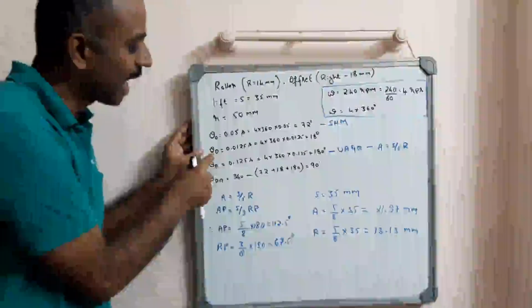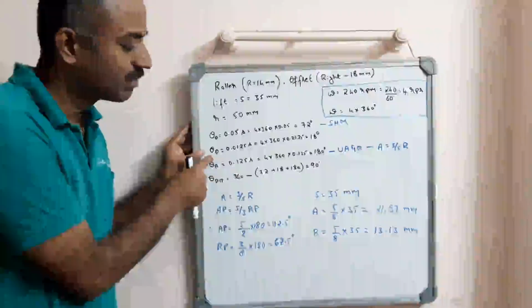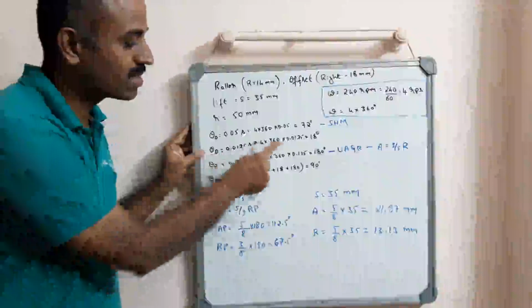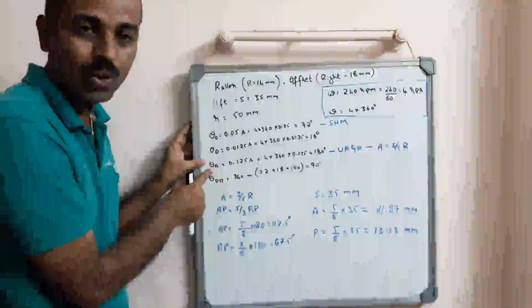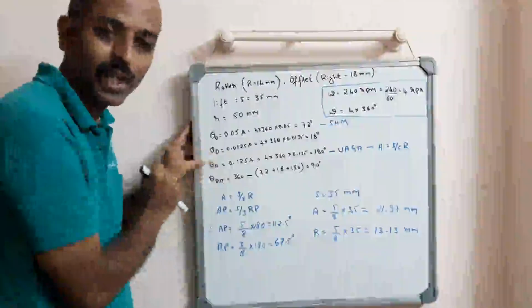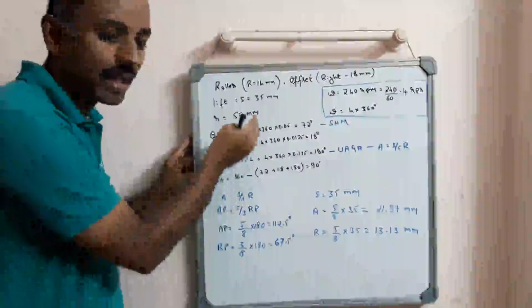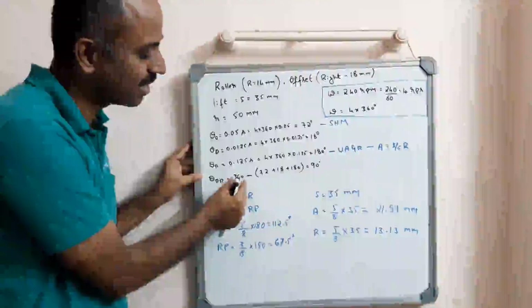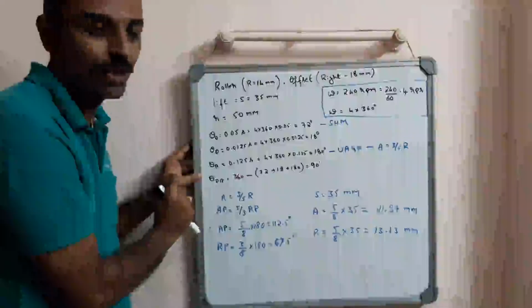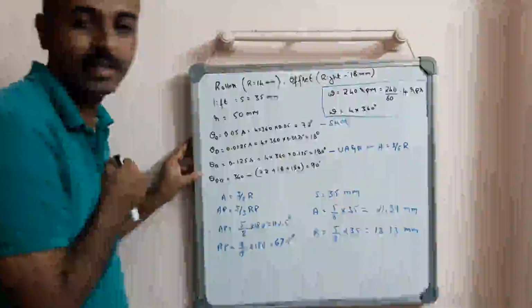Similarly, the angle covered during the dwell period after outstroke is 18 degrees. The angle covered for the return stroke, theta r, is 180 degrees. And then the remaining is the dwell period after return stroke, which is 360 degrees minus these 3 angles, which comes to be 90 degrees.